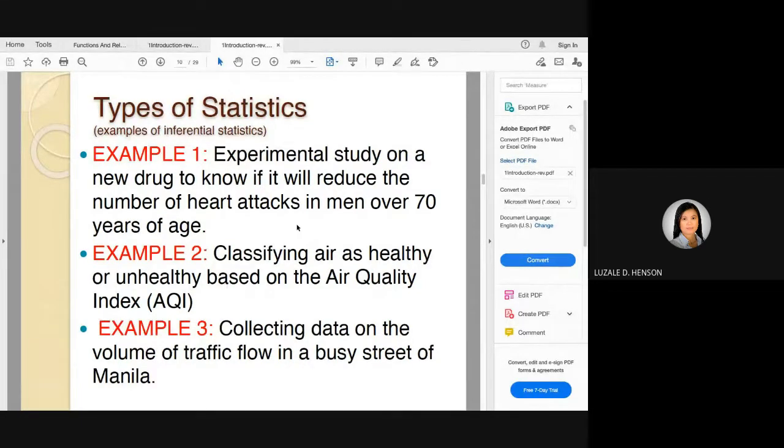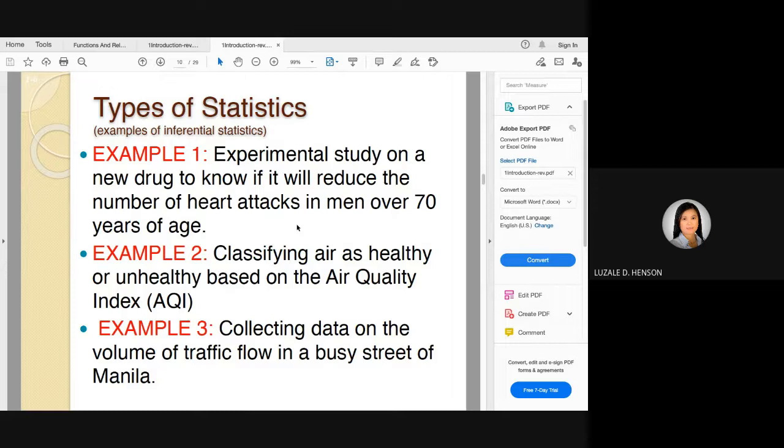Now, example 2, classifying air as healthy or unhealthy. Of course, you cannot obtain the whole, yung buong hangin. So, you only need to sample a quantity of air from EDSA, for example, so that you can conclude na at this particular time, quality of air is quite not healthy. And then after, pag hindi na peak hour, medyo nagbago yung quality of air. So meron tayong ganyang sample.